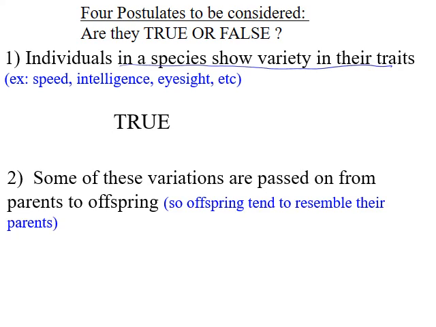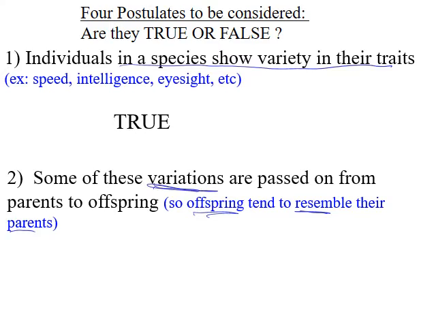The second postulate, again, keep something wild in mind, like the sea turtles or the penguins. Some of these variations, that is to say, some of the variations from the first one, like speed, intelligence, eyesight, are passed on from parents to offspring, so that offspring tend to resemble their parents. Well, think about this. Do you ever see a sea turtle give birth to a penguin? Probably not. Okay, well, that makes sense. So the offspring do tend to resemble, but do the variations tend to get passed on?